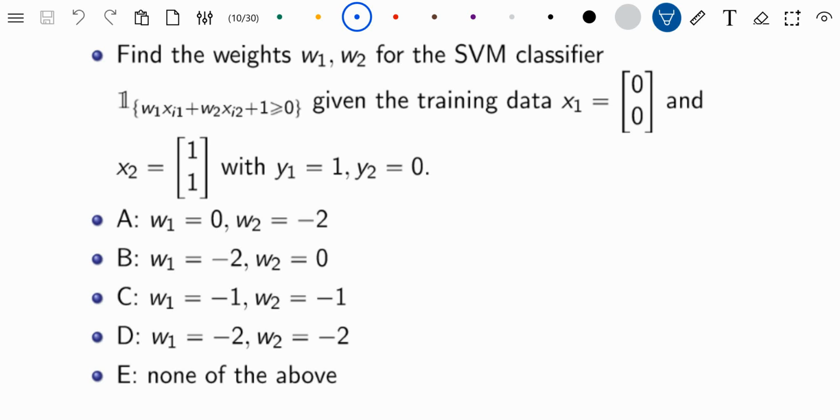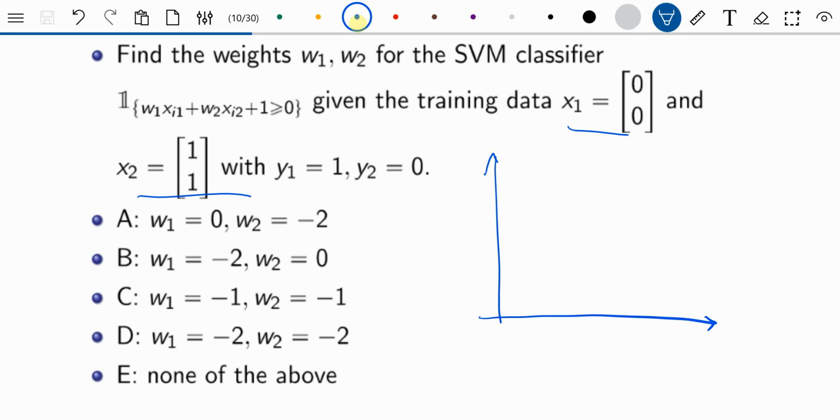So here, the question is, given two data points, how to find the support vector machine. To solve these problems, you always need to draw a diagram, because the support vector machine is, geometrically, the one that maximizes the margin. So you need to visualize the margin. It's very difficult to do in three-dimensional spaces, so most of the questions will be on two-dimensional spaces.